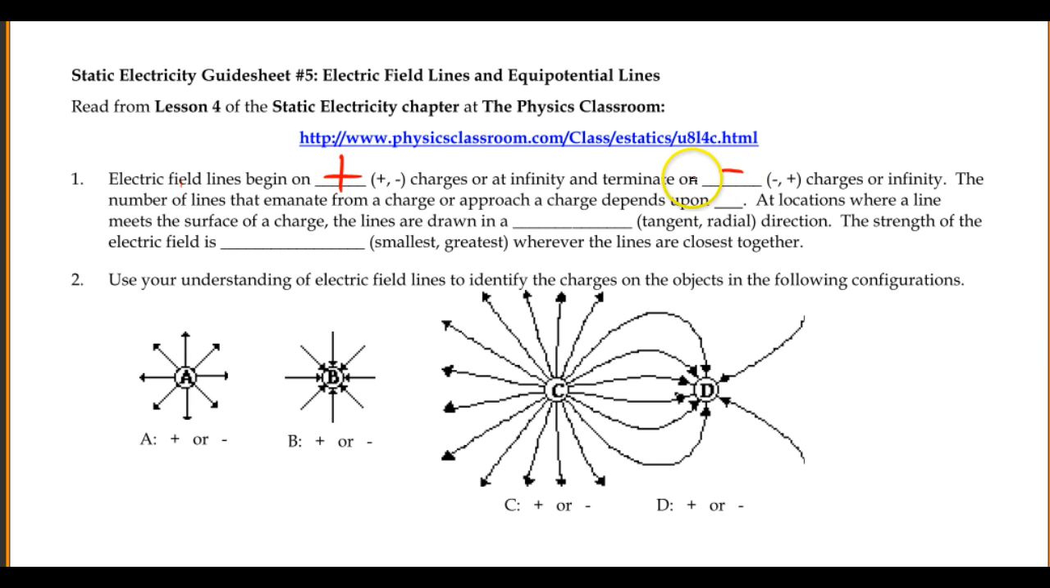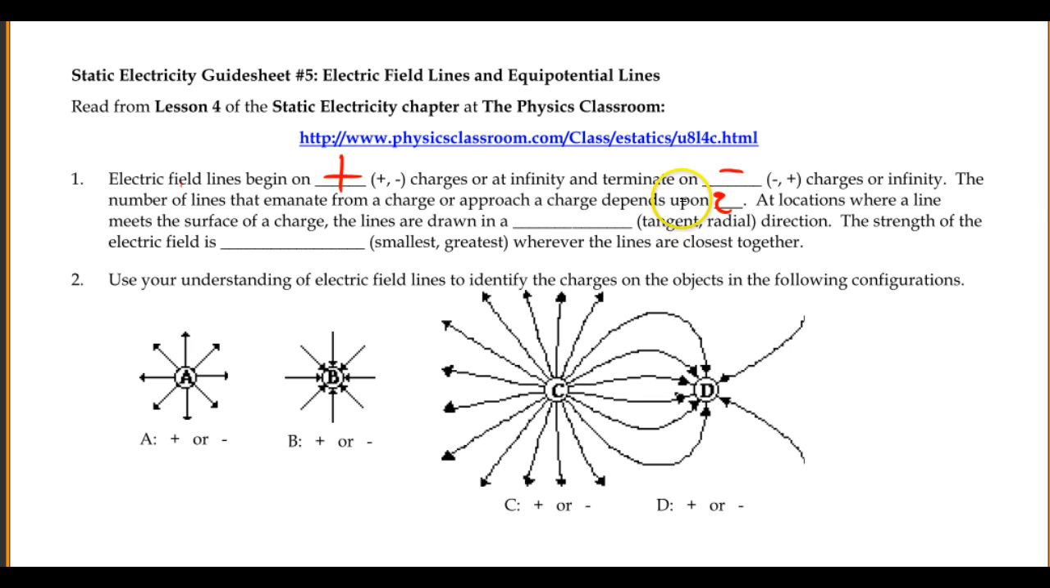It's going to be the direction that a positive test charge will be moved if it's allowed to move within the field. The number of lines that emanate from a charge or approach a charge depends on the magnitude of the charge, so it depends on Q. The bigger the Q, the bigger the charge, the more lines will be drawn from it. The smaller the charge, the fewer lines will be drawn from it.